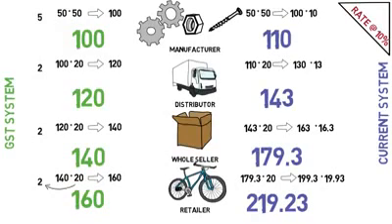So, if the prices are compared, the product is 59.23 rupees cheaper in the GST system than the current system. Let's take GST in detail.